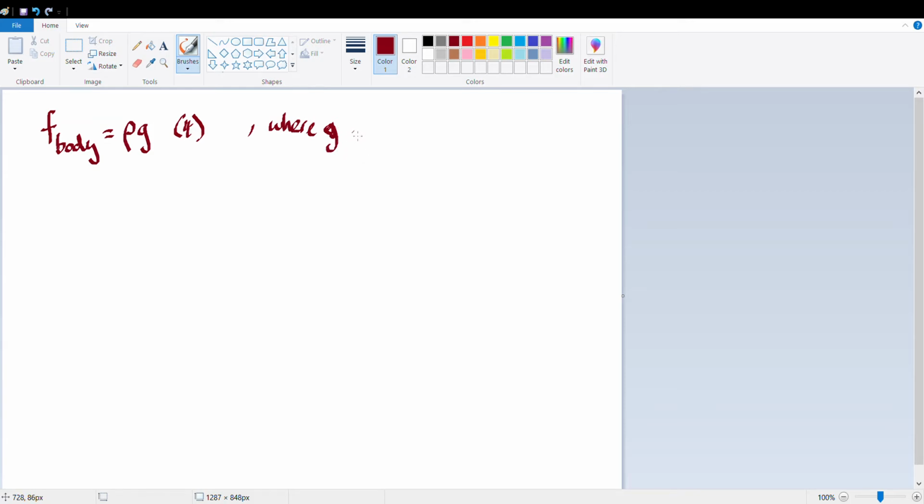So this is g, where g is the gravitational acceleration, right? And it's in the z direction. We always know it's in the z direction. Okay, so let's go ahead and look at all the forces.